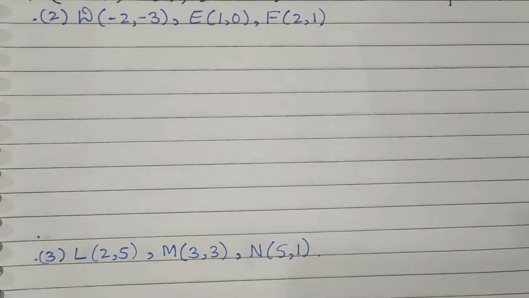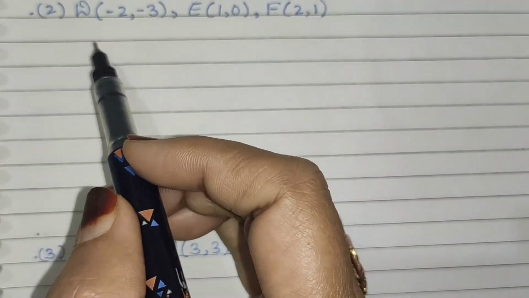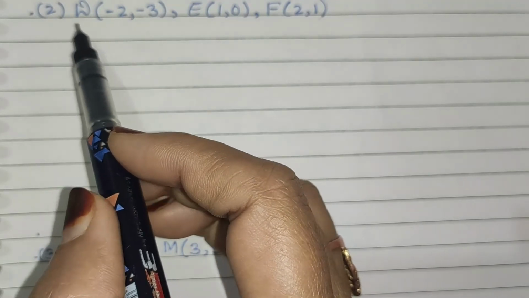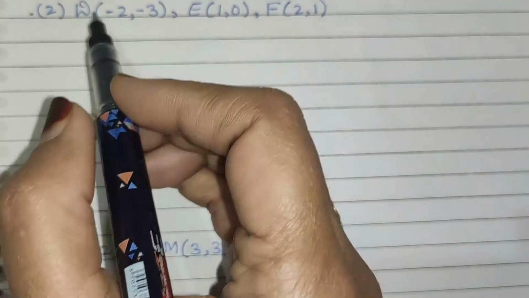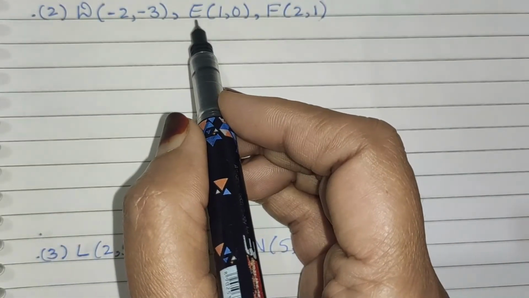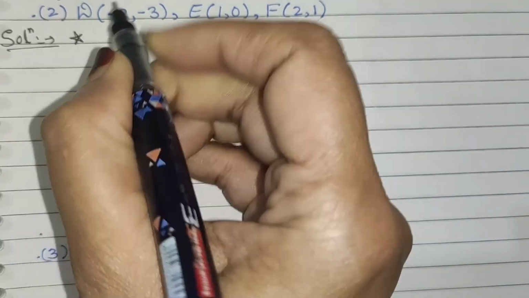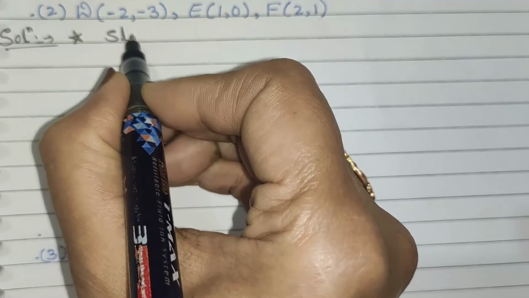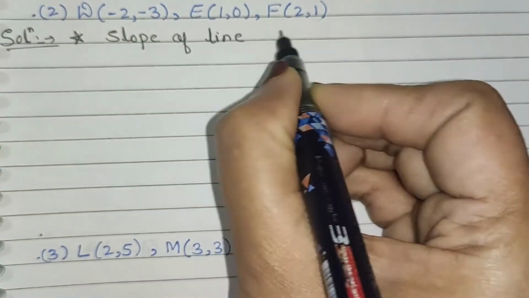Now, second question. Again, determine whether the points D, E, F are collinear or not. Now look here. First find out the slope of line DE and then slope of line EF. Therefore, write down here slope of line DE.